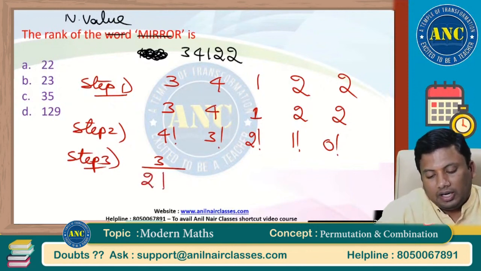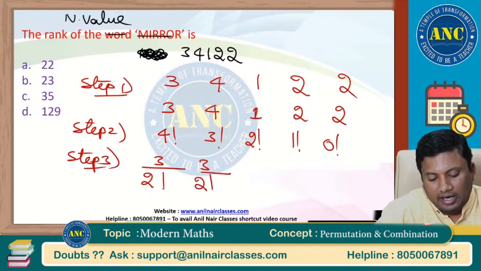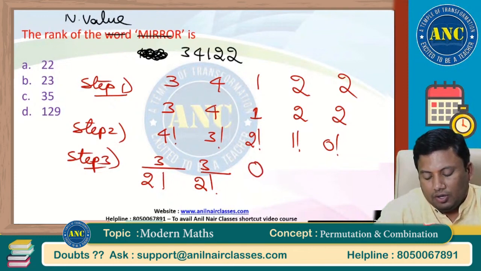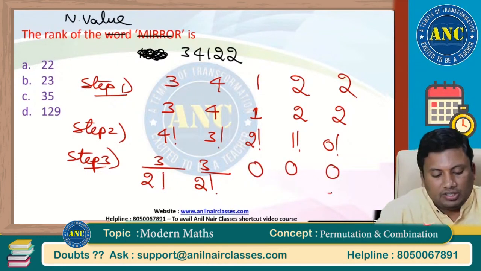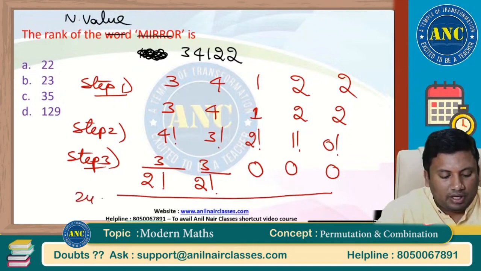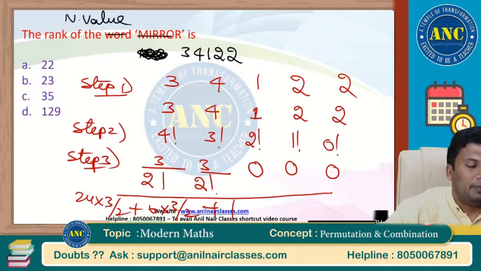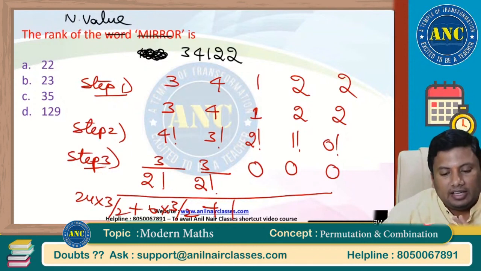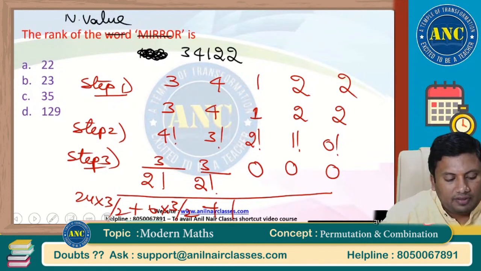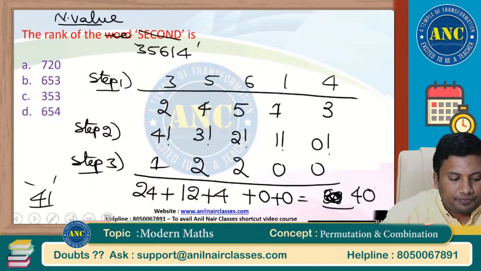How many are to the right side of 4 less than 4? 3 numbers are there. 2 are identical, 2 factorial. How many are to the right side? 0. How many are to the right side? 0. How many? It is 0. So 24 into 3 by 2 plus 6 into 3 by 2 plus 1. I hope it is clear. Everybody, I hope the idea is clear. Rank of the word, I hope it is clear.